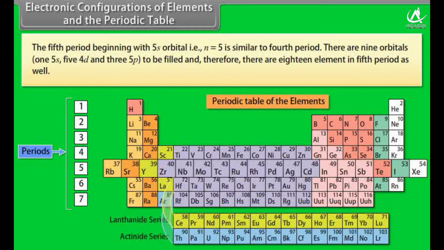The fifth period beginning with 5s orbital, that is, n is equal to 5, is similar to the fourth period. There are 9 orbitals, one 5s, five 4d and three 5p to be filled, and therefore there are 18 elements in the fifth period as well.